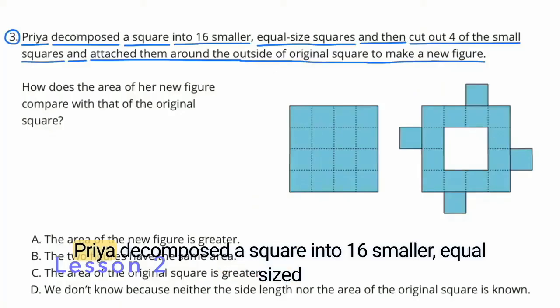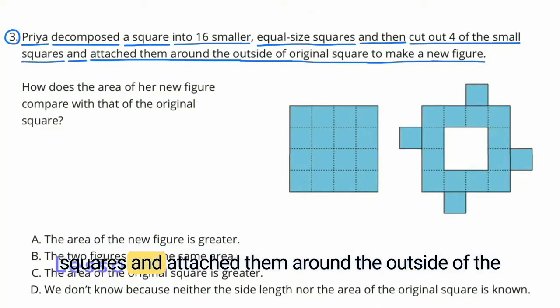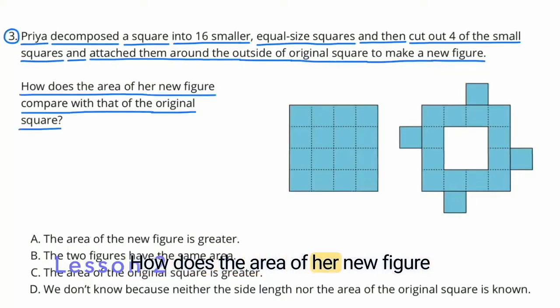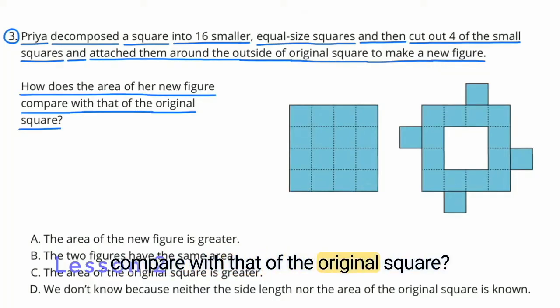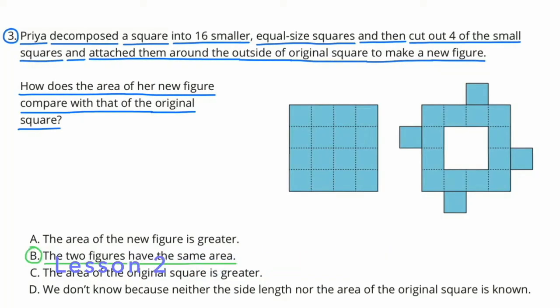Number 3. Priya decomposed a square into 16 smaller equal-sized squares and then cut out 4 of the small squares and attached them around the outside of the original square to make a new figure. How does the area of her new figure compare with that of the original square? B. The two figures have the same area.